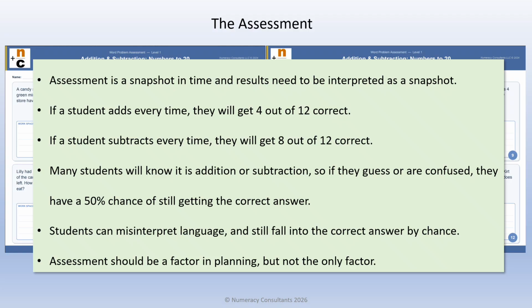And we spend a lot of time on how "more" can still mean add and also can mean subtracting too. But if kids are using low-level strategies or just latching on to these keywords, they'll get it right by chance sometimes, but they're also going to get a lot wrong too. And the assessment should be a factor in planning, but not the only factor too.